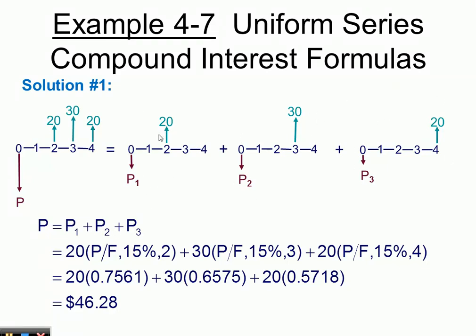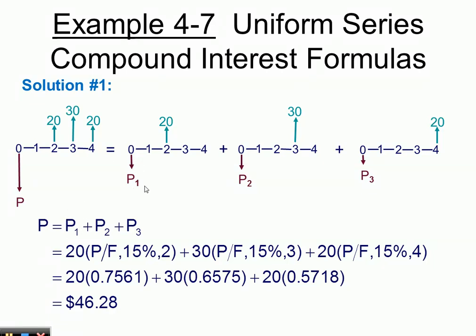We basically are just moving this 20 at 2. We're going to represent it as a present sum of money P1, and so on for the rest of them. So 20 multiplied by this discount factor, because 20 is a future amount. We have P given F, F is 20. P equals F, or in this case, this is actually P1.